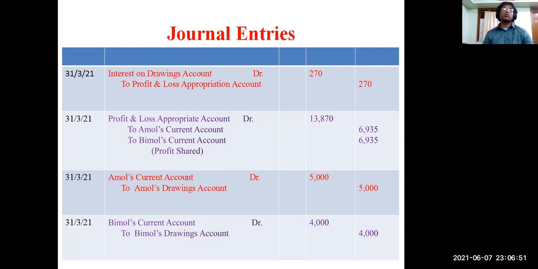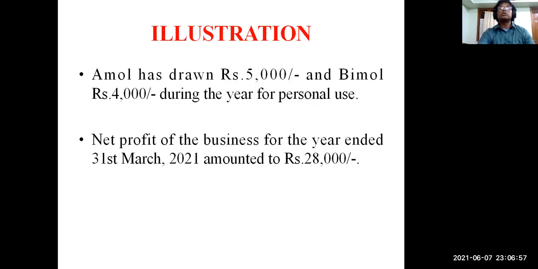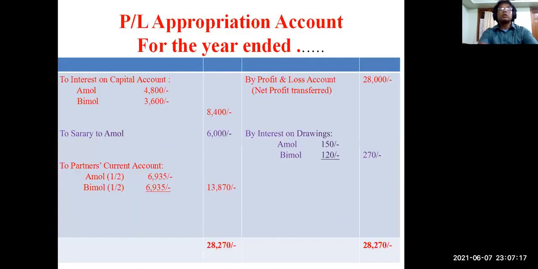Then see, there are drawings. You have to give the entry for drawings also. See in the question again, the drawings: for personal use 5,000 and 4,000. Past guarantees related to interest on capital and interest on drawing, and about drawings nothing is given, but you have to give the entry for drawings also because there are drawings given in the question.